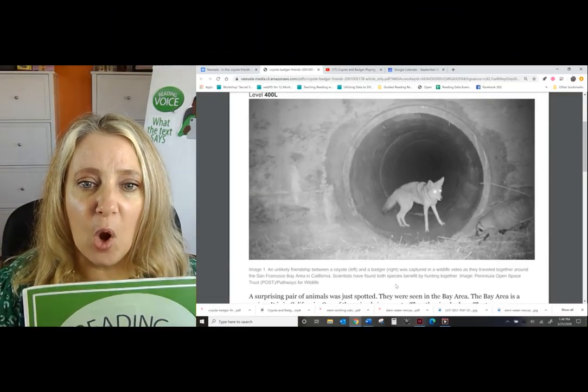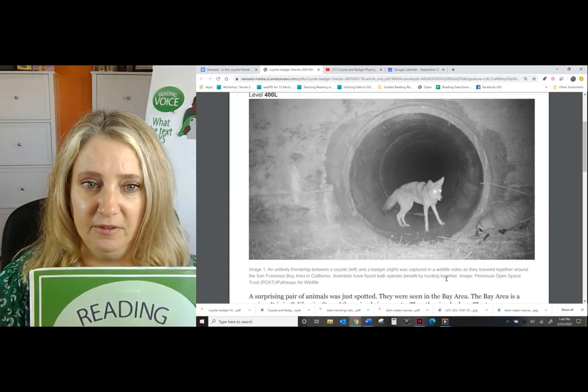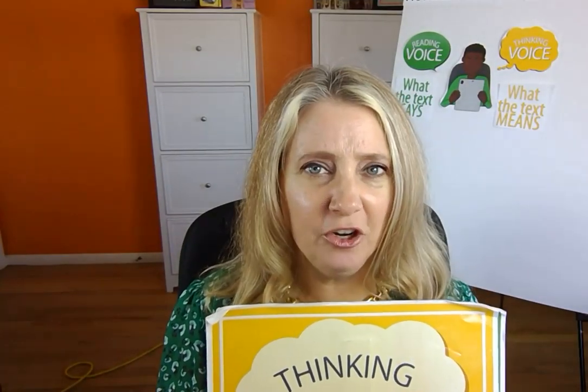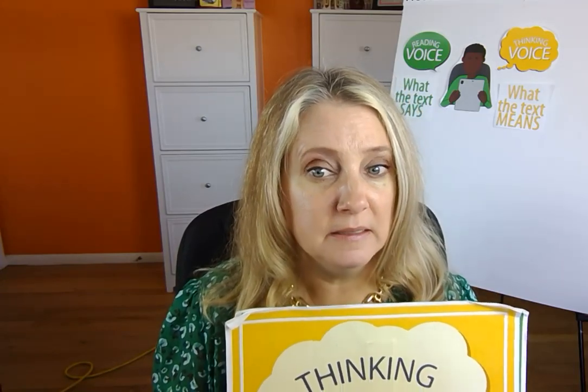Scientists have found both species benefit from hunting together. Wait, what? Hunting? They hunt together? Like for food? So that has me questioning. What do these two eat? Do they even eat the same kind of food? They look really different in size to me. Would they eat the same kind of prey? Let's read to find out.